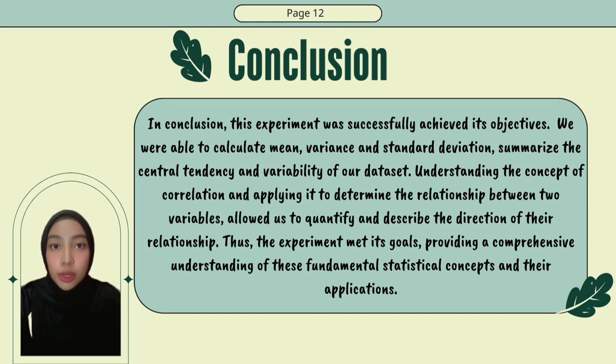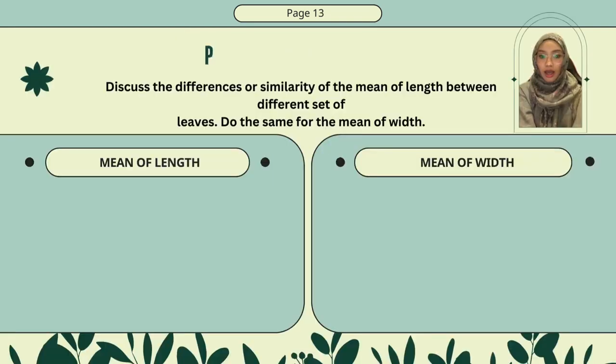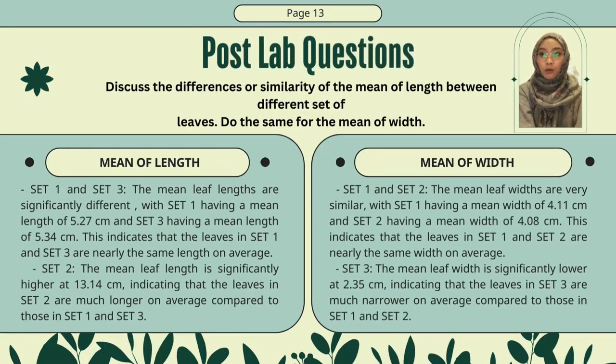Thus, the experiment met its goals, providing a comprehensive understanding of these fundamental statistical concepts and their application. Next, for post-lab questions. Question 1. Discuss the differences or similarity of the mean of length between different set of leaf. Do the same for the mean of width.